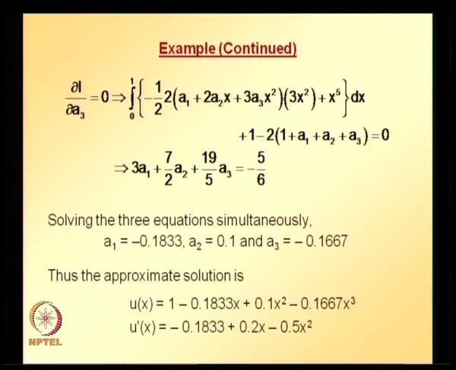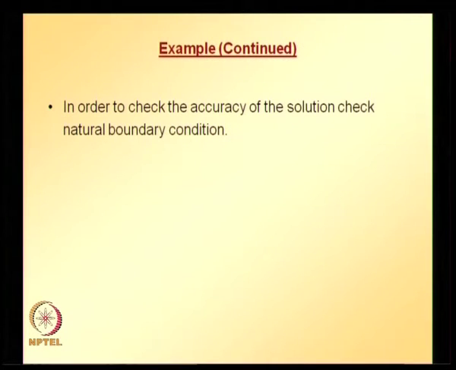And as I mentioned a few minutes back, one way of checking the accuracy of the solution is to check whether the natural boundary condition is satisfied or not. The expression for the derivative of u is given here. We substitute x is equal to 1 in this equation and see what value we get, and how close it is to 1. The difference in the closeness indicates the error in the approximation. In order to check the accuracy of the solution, check the natural boundary condition.